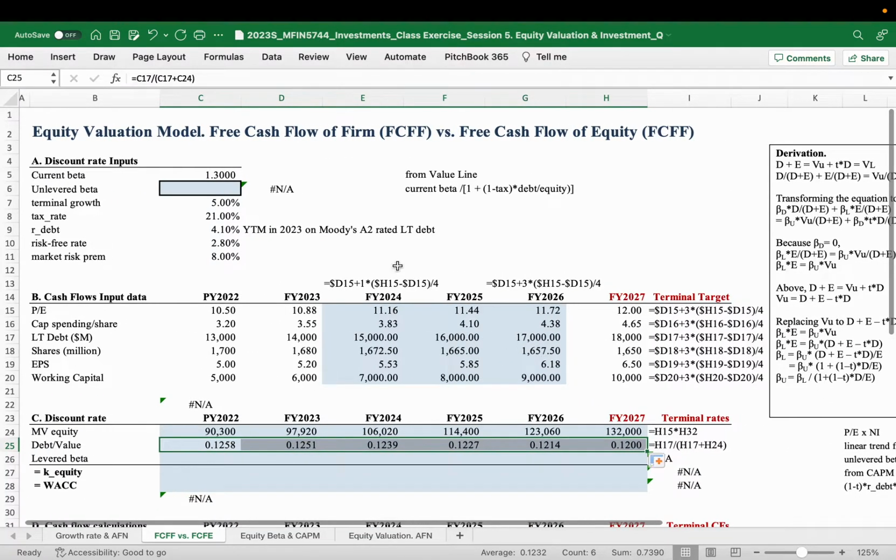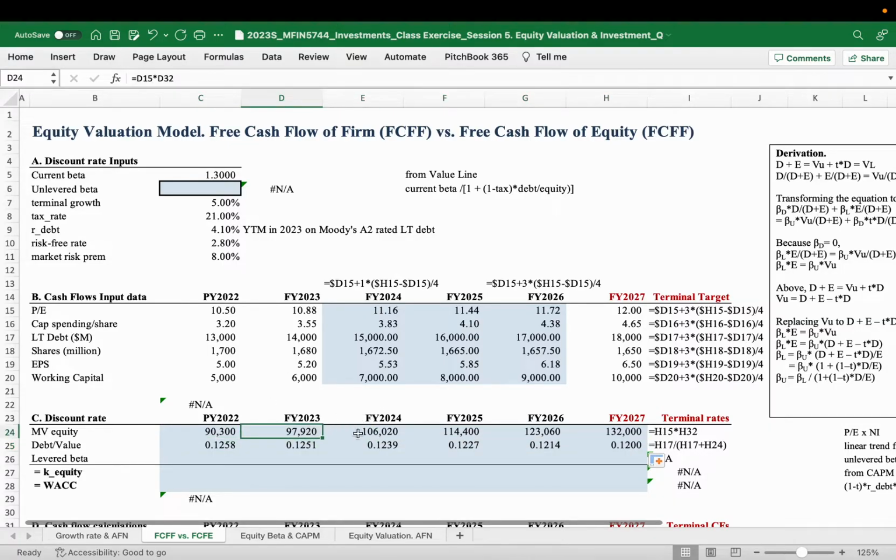So again, unlevered beta, why do we need unlevered beta? We need to start from the pure 100% equity so that we can apply the different capital structure of the forecast year, where we can calculate the cost of equity with the different levered beta with the unique capital structure.